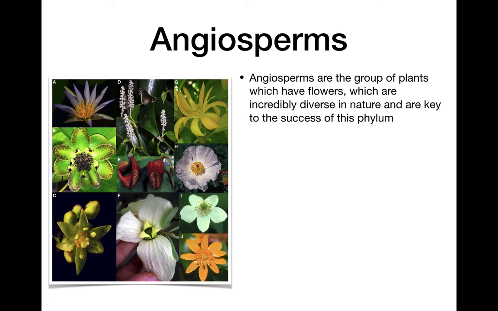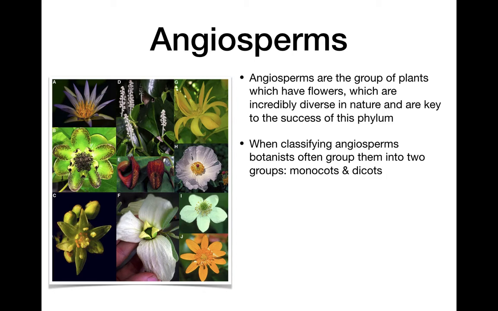Okay, so let's start by talking about angiosperms. This connects back to topic 5. Angiosperms are a group of plants that have flowers, and they're very, very diverse, and the flowers and their shapes and structures are a really important factor that has caused the success of this phylum. It's one of the most well-known and successful of the 4 plant phyla.